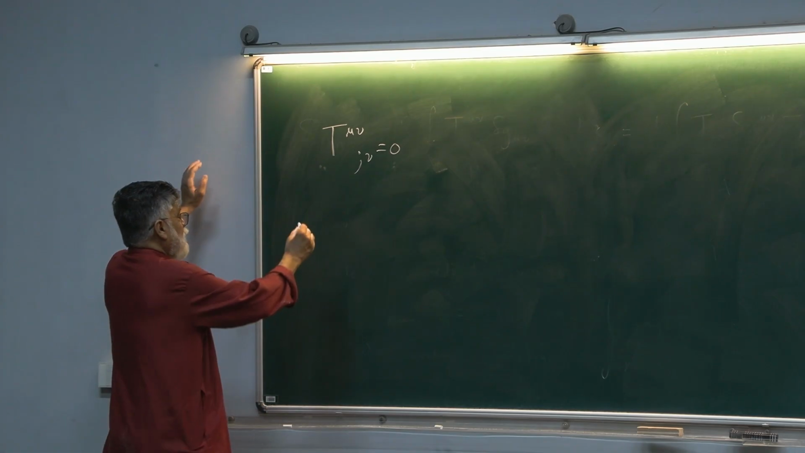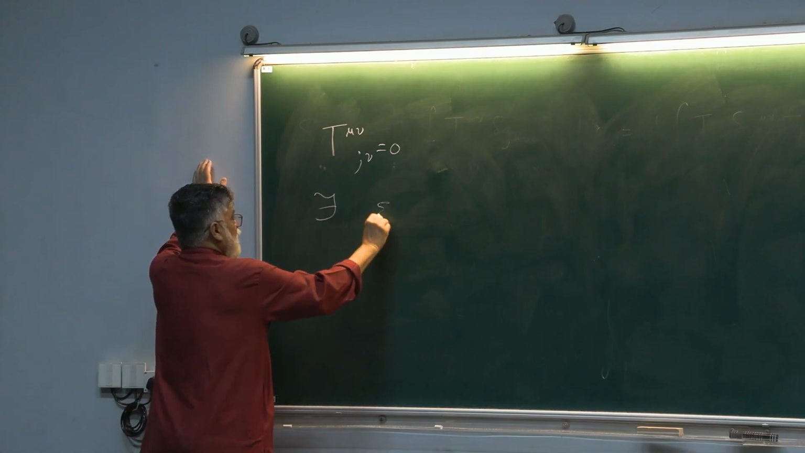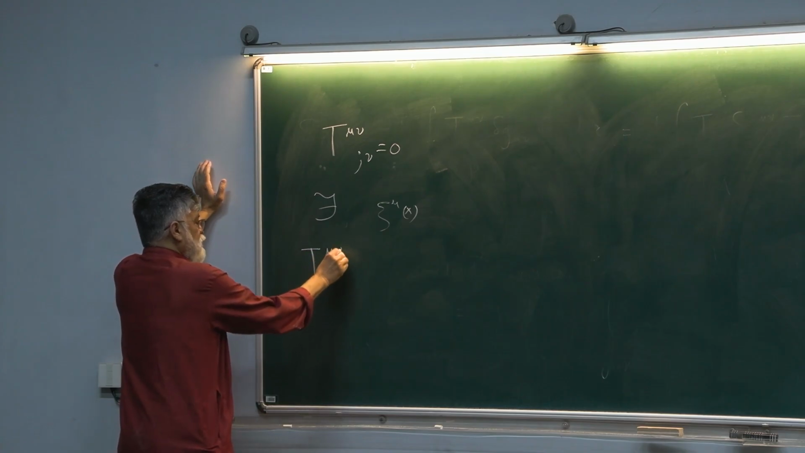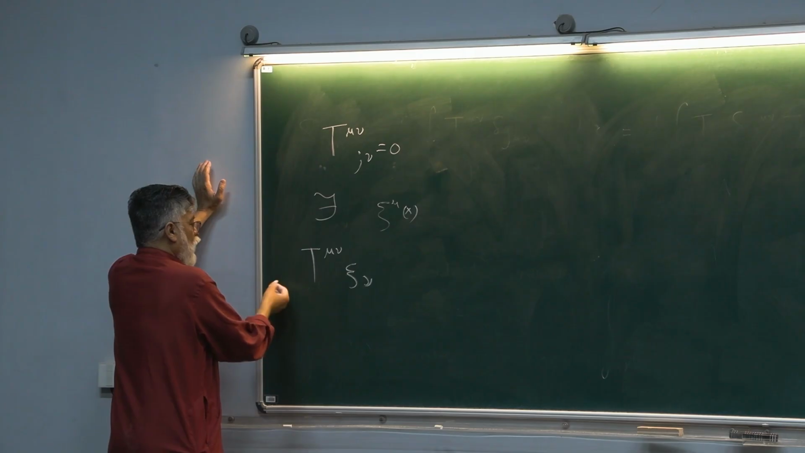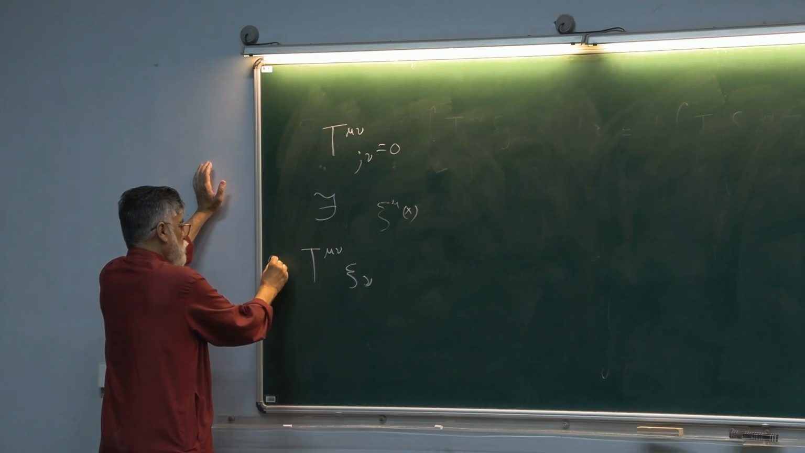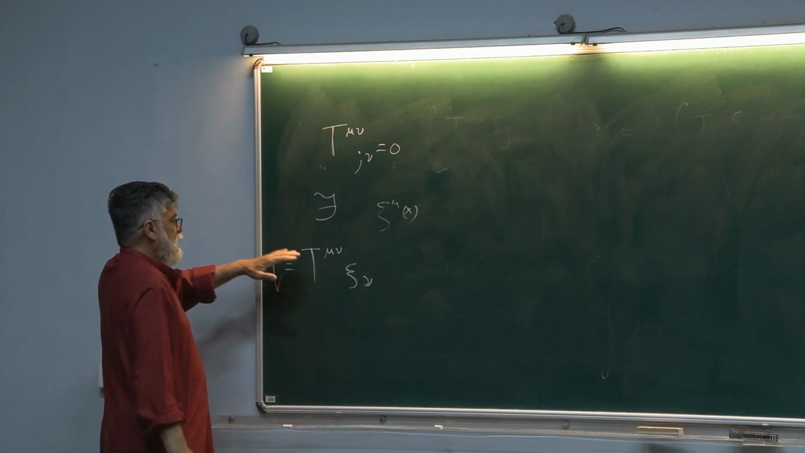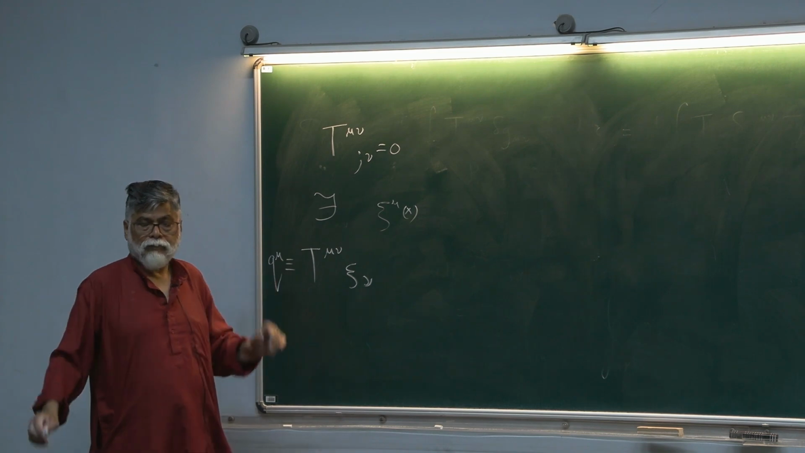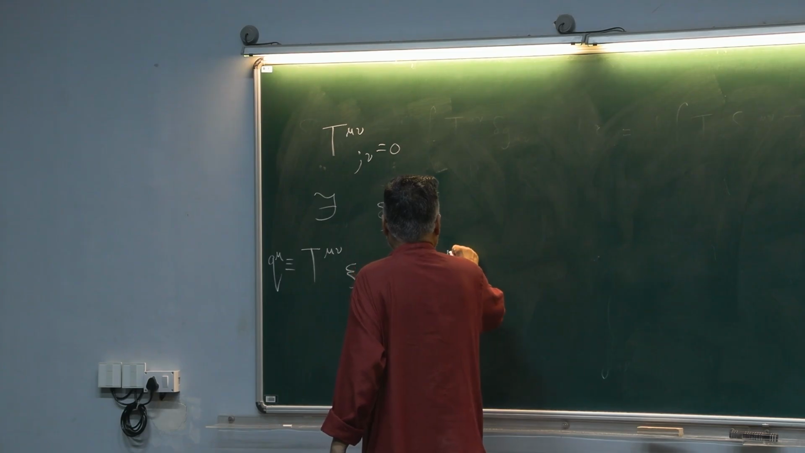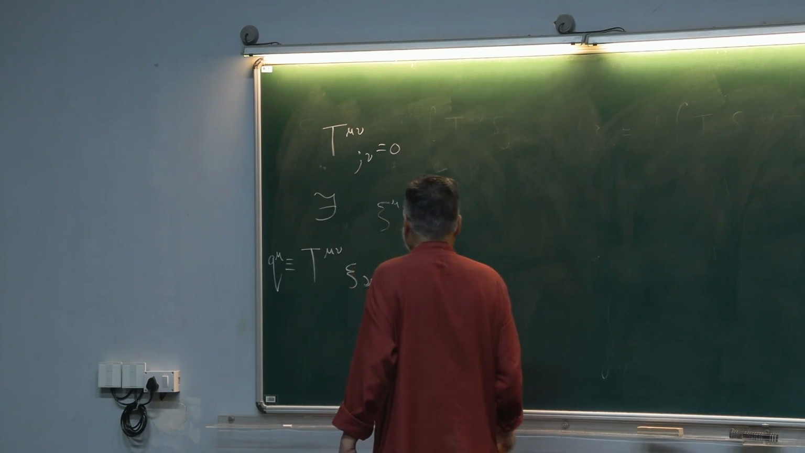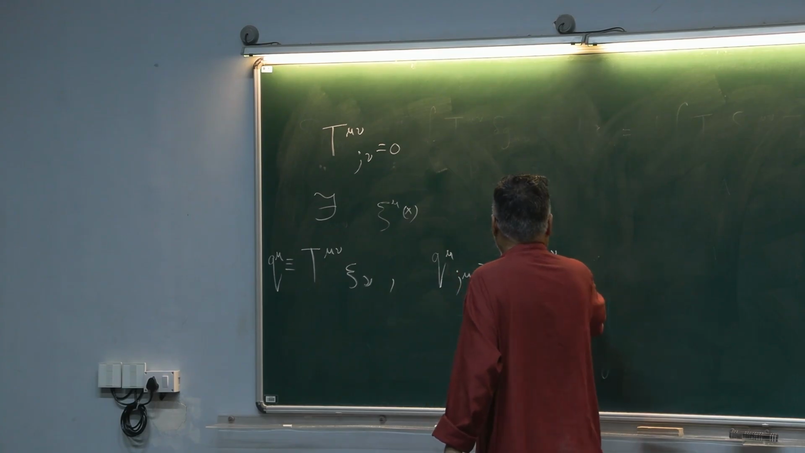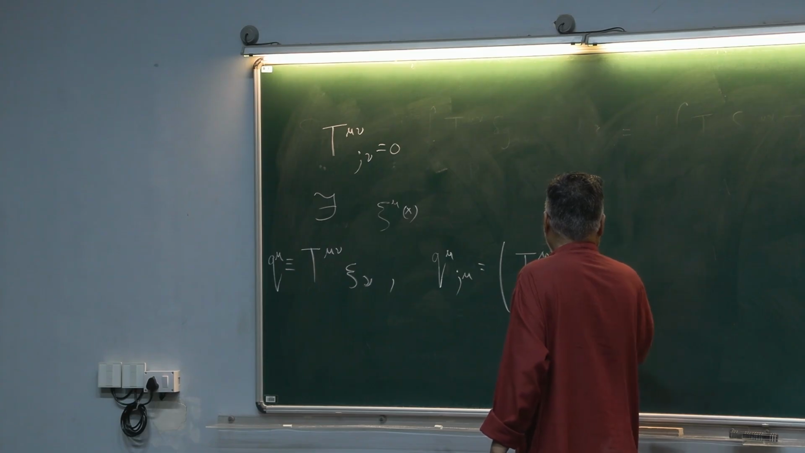So again you say there exists a killing vector field ξ for the space-time. Then you consider the following object, T^{μν} ξ_ν. Define q^μ as T^{μν} ξ_ν. And ask yourself the following question: what is q^μ_{;μ}? q^μ_{;μ} is (T^{μν} ξ_ν)_{;μ}.